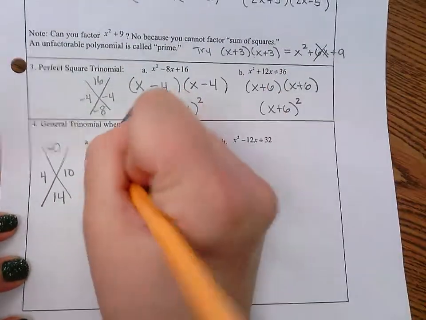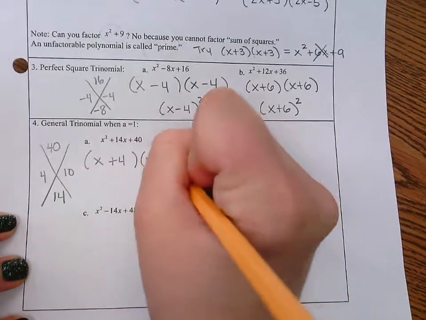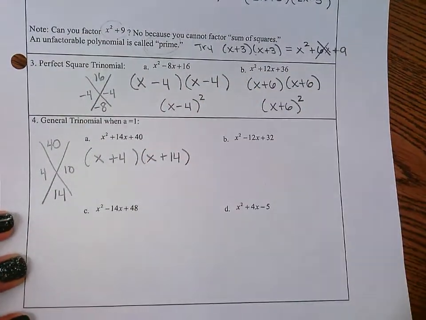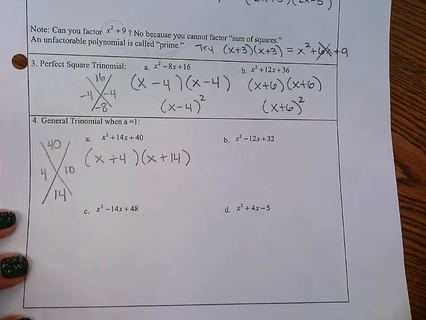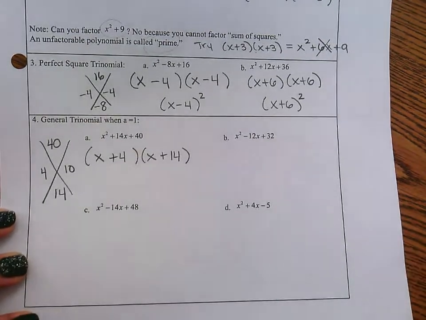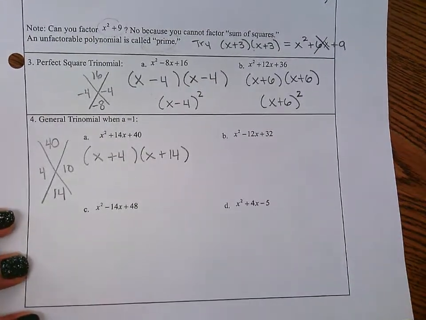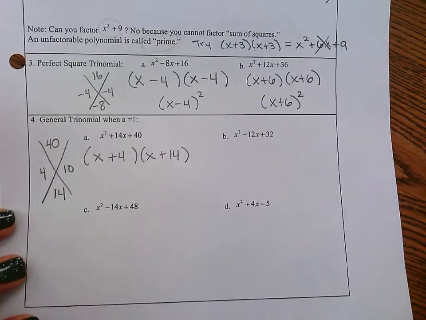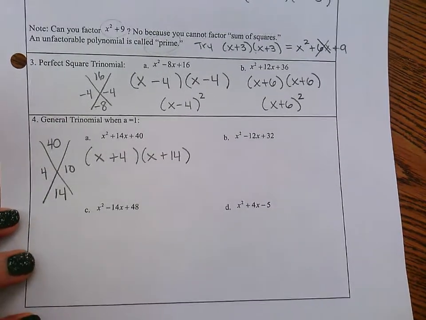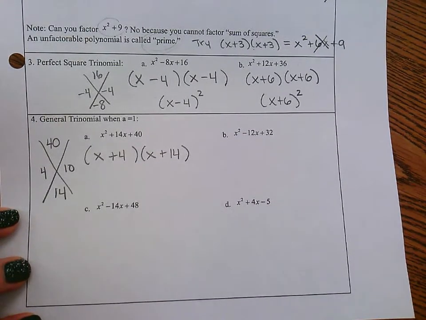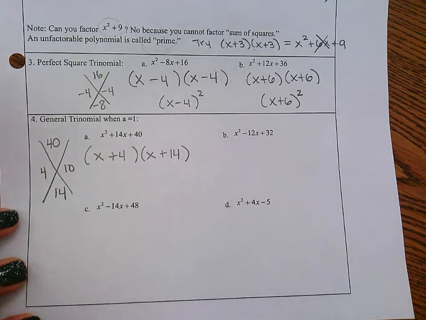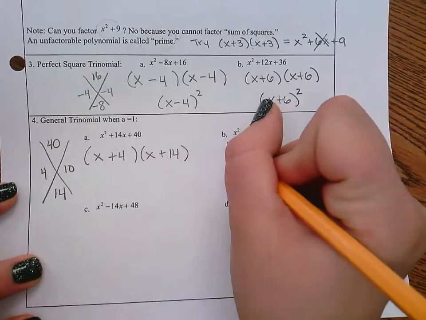So x plus 4, x plus 14 are my two factors. Now please pause the video and try B, C, and D using the diamond method, and then unpause the video to check your answers. The only way you're going to get better at this is if you're actually practicing and trying these methods. That's why I'm doing this for another day. Okay, I'm going to show the answers now.